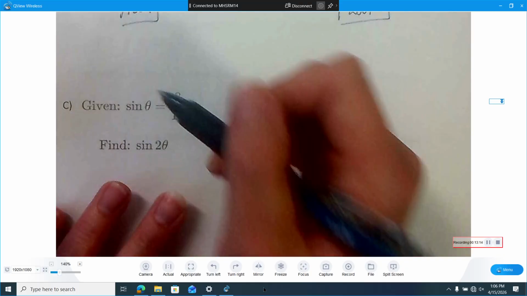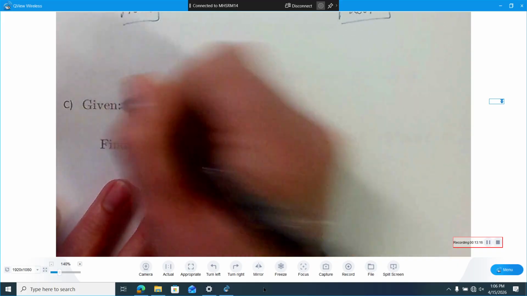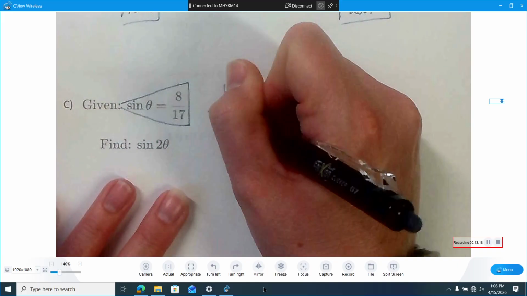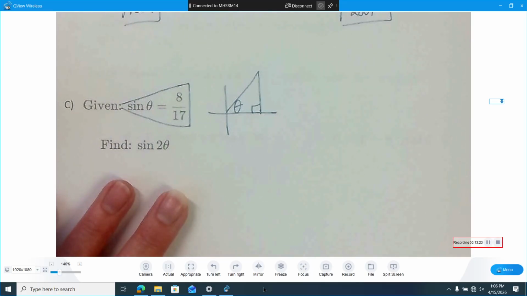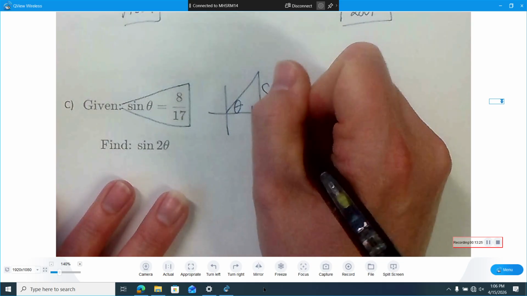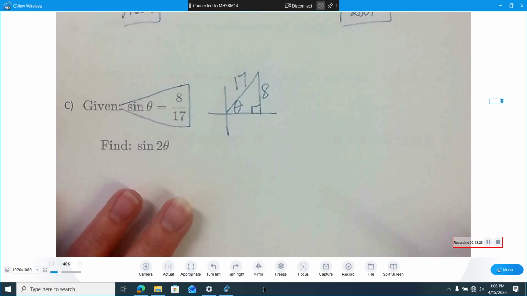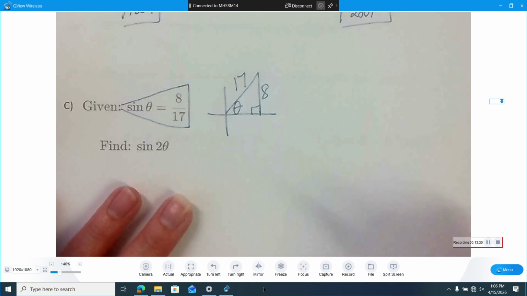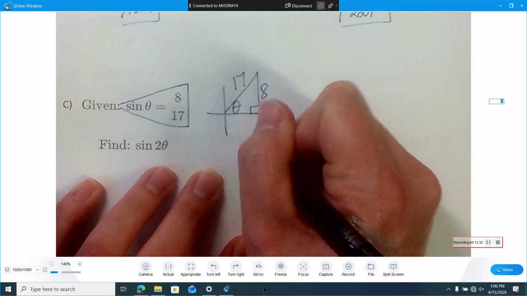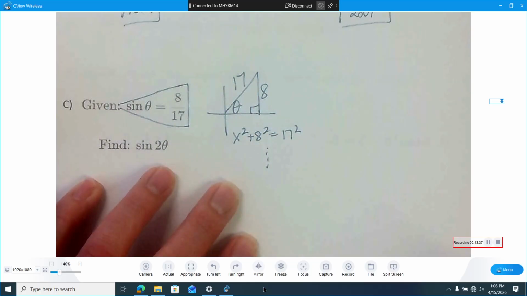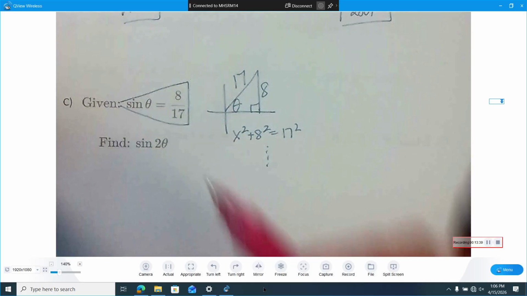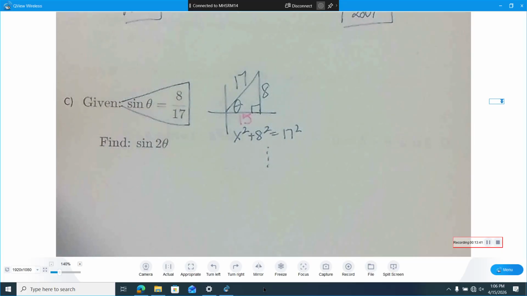Okay. All right. Once again, we have a triangle here, and I know that it's in quadrant 1. So here is angle theta in quadrant 1, and opposite is 8, and hypotenuse is 17. I need to figure out the x length again, so x squared plus 8 squared equals 17 squared. What is x? 15. 8, 15, 17. Very good. 8, 15, 17 is another of those Pythagorean triples.